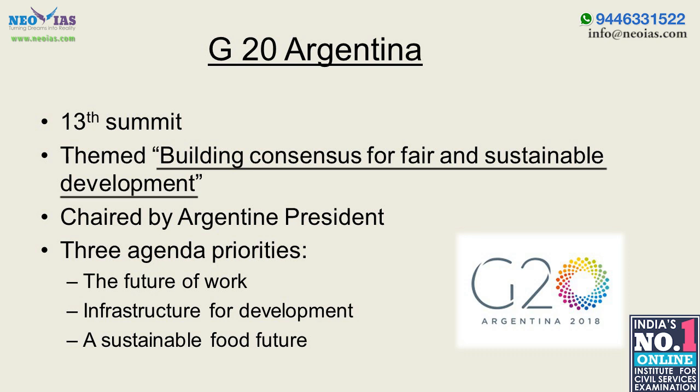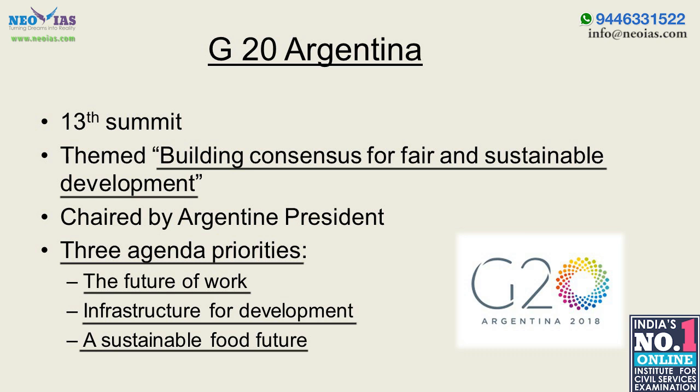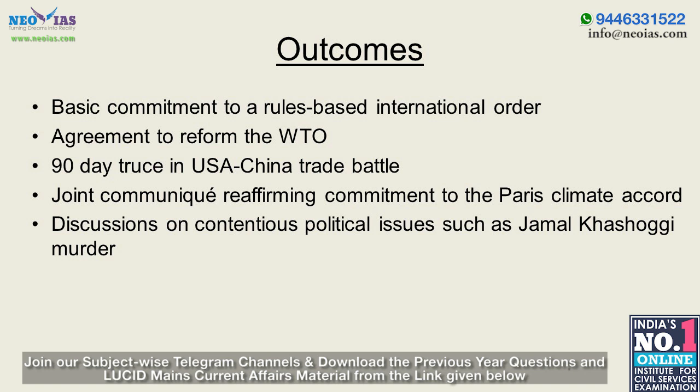Based on this theme, the summit put forth three agenda priorities. First of these was to discuss the future of work, considering rapid automation and loss of jobs for people. Next in line was creation of infrastructure for development in cooperation with the private sector. The third priority dealt with creating a sustainable food future. The summit witnessed intense meetings and bilateral discussions along its sidelines.